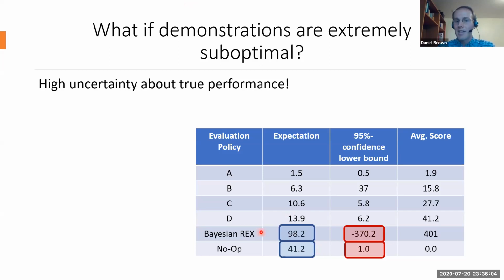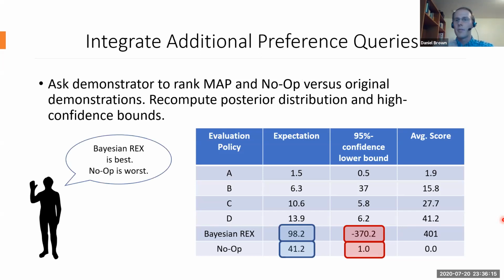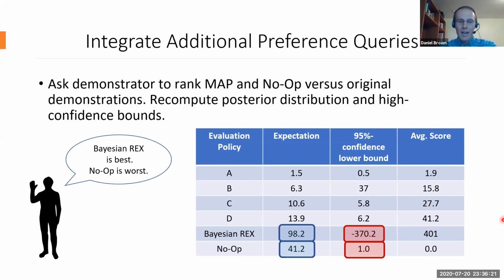In particular, this Bayesian REX policy, which actually is performing well, looks like it has really high risk because it's seeing all these states that the agent has a lot of uncertainty over. So I think this naturally motivates this idea of putting a human in the loop and asking the human for a couple active queries. For example, how would you rank this no-op policy and this Bayesian REX policy compared to the previous policies that were ranked?